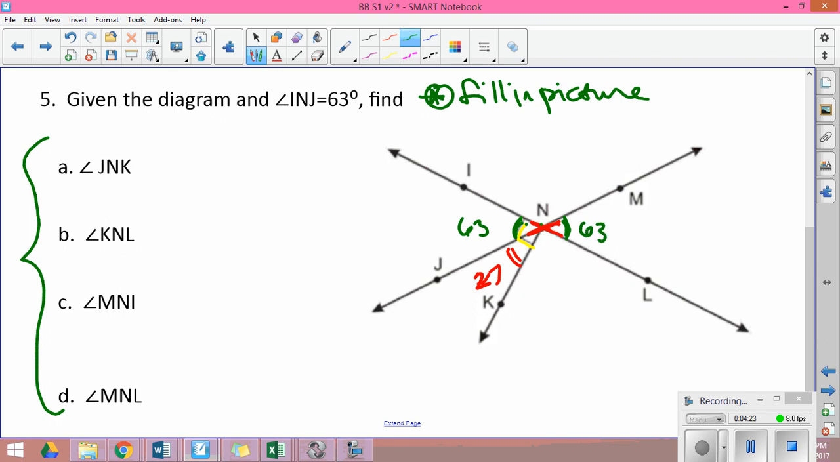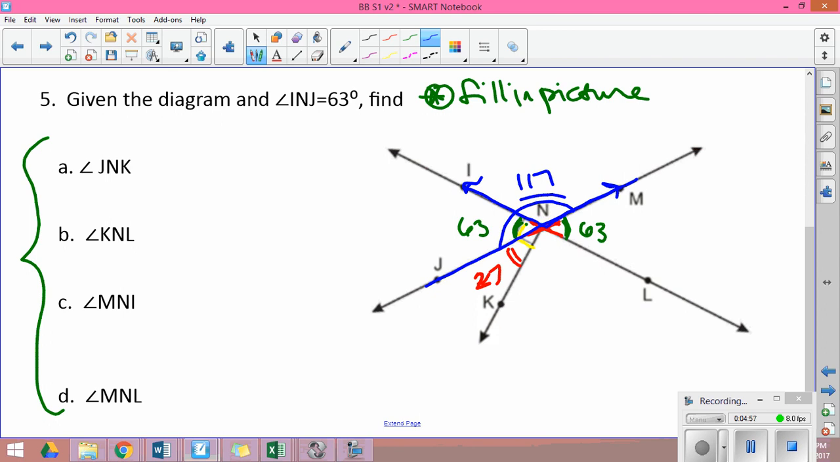Does it matter what order I saw those in? Nope. That's why I say work on the picture and then go back to the answers. Now, some others of you may have said, but you know, I see a straight line, and I know that any two angles that make a straight line have to add up to 180 by the linear pair theorem. And so if I take 180 minus 63, I find out that I to N to M is 117.